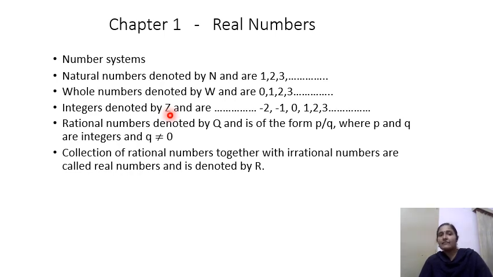And then we have the collection of rational numbers. The collection of rational numbers is denoted by the letter Q. And we know a rational number is of the form p by q, where p and q are integers and the condition is q should not be equal to 0. This is the important condition. q should not be equal to 0, because if the denominator is equal to 0, then the number will not be defined. That's why whenever you write a rational number, you have to write this condition there: p and q are integers and q not equal to 0.